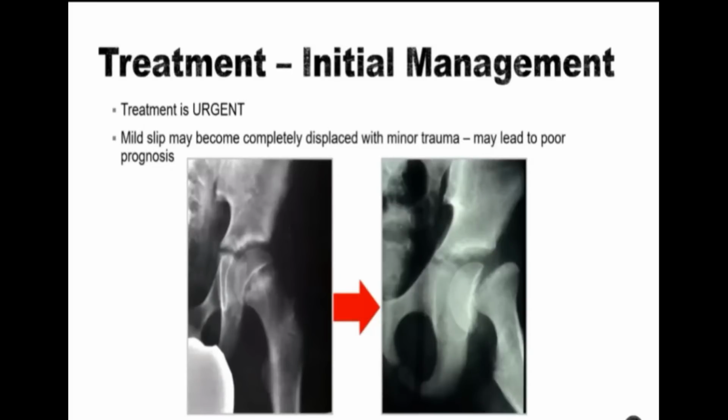Sometimes you can have someone come in with a stable SCFE and they just step on it wrong, and next thing you know, it becomes unstable. That picture is trying to demonstrate what that might look like. The problem is once it becomes unstable, you risk losing the blood supply, and the risk of a bad long-term problem with the hip becomes much higher. So it's a big deal to us.